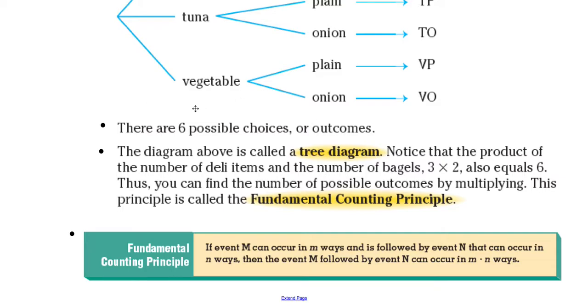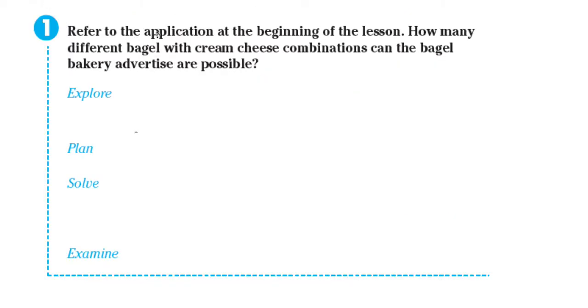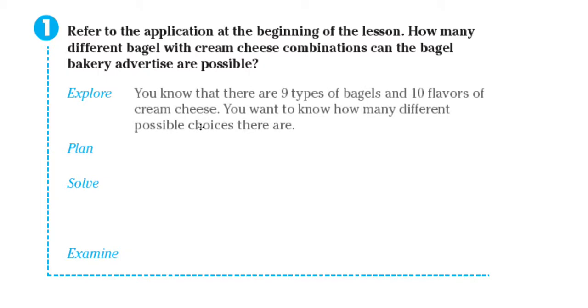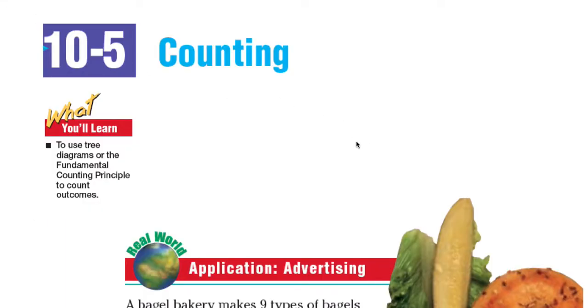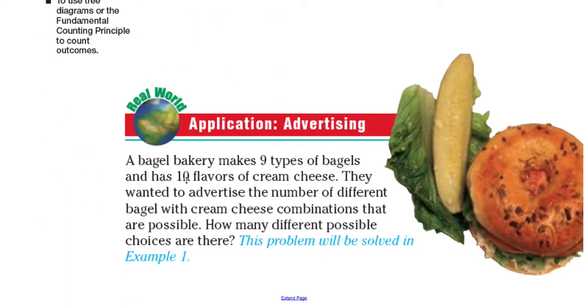So how do you use the fundamental counting principle? Let's go back to what we just talked about. How many different bagel and cream cheese combinations can the bagel bakery advertise? How many are possible? What do we know? There are 9 types of bagels and 10 flavors of cream cheese. They wanted to advertise the number of bagel with cream cheese combinations, and it's asking how many different possible choices there are.